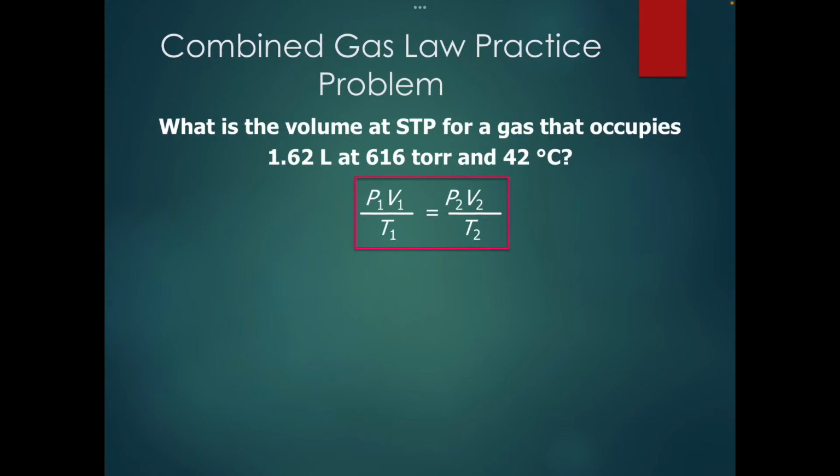Alrighty, I want you to try this one. This one says, what is the volume at STP for a gas that occupies 1.62 liters at 616 torr and 42 degrees Celsius? Just so you know, this will be our initial conditions down here, and these will be our final conditions. Sometimes this problem throws people off because it's written in the reverse order. But if you can see, this is the one where we have a volume, a pressure, and a temperature, and we're solving for the volume at STP. So that's our final conditions. So go ahead, try this problem out, and come back when you're ready to see the answer.